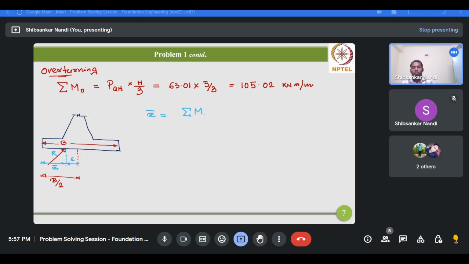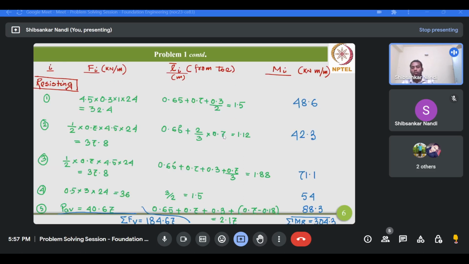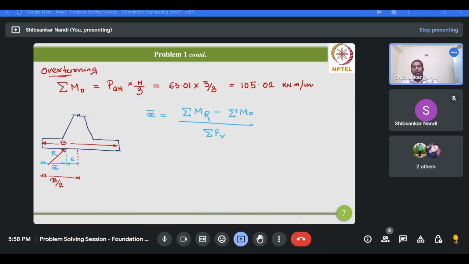Now if you do that, then the final expression will be summation of MR minus summation of MO divided by summation of FB. And we have calculated all the components already. So this is the summation of FB, that is the total vertical forces. This is the total resisting moment, and this is the total overturning moment. Okay, so now it becomes very easy to calculate the x bar, and please keep in mind that x bar is basically calculated from the toe of the wall.